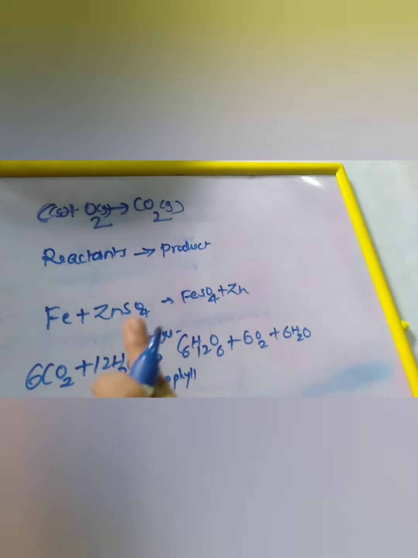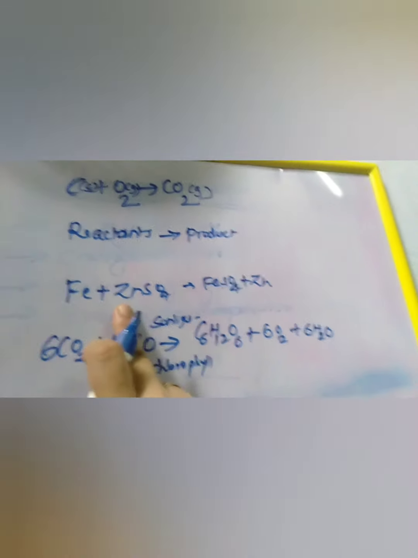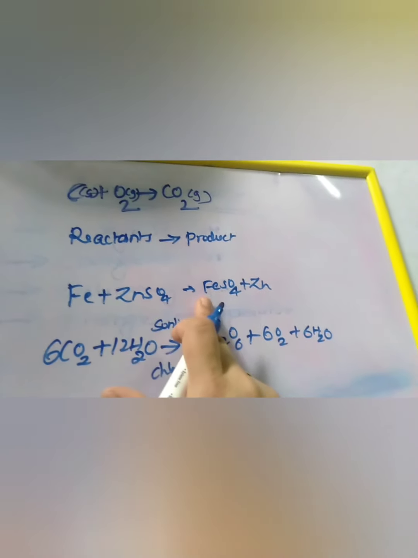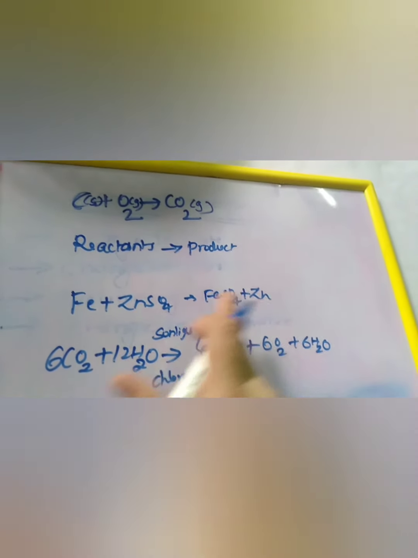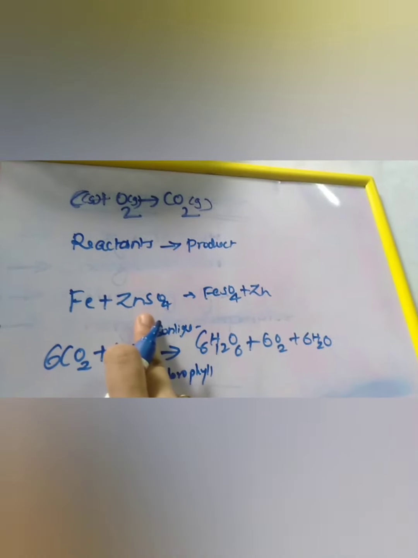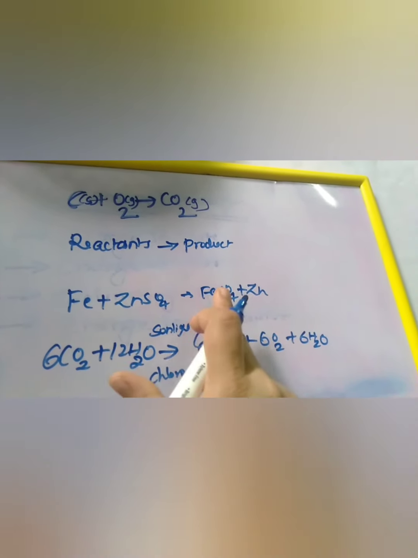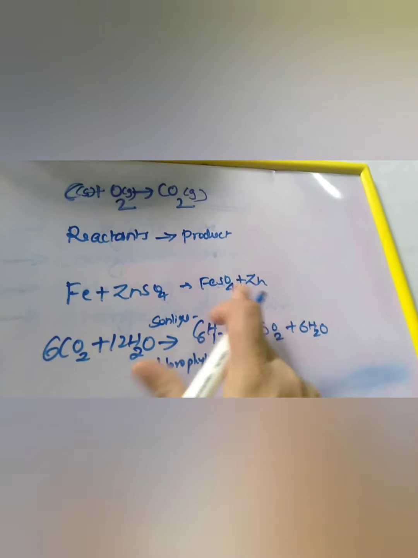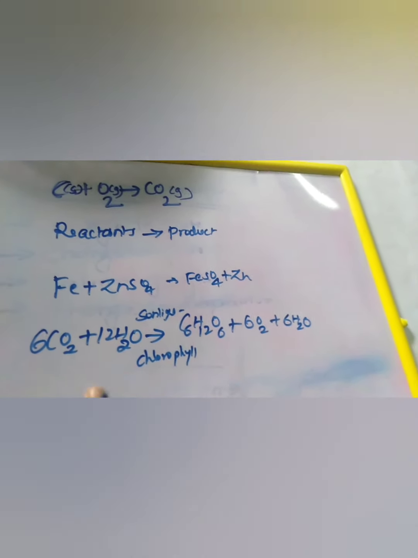Now let us take one more example. Iron combines with zinc sulfate and gives you iron sulfate and zinc. Here the reactants are iron and zinc sulfate, and the products are iron sulfate and zinc. Let us take one more example. This is a familiar example.